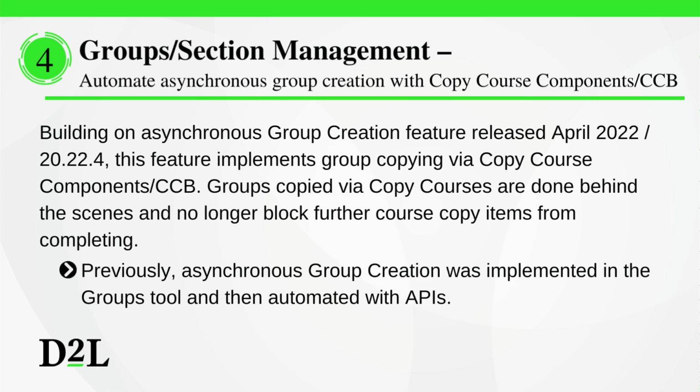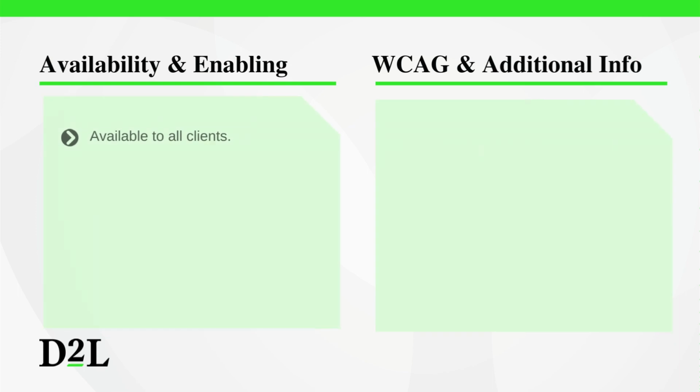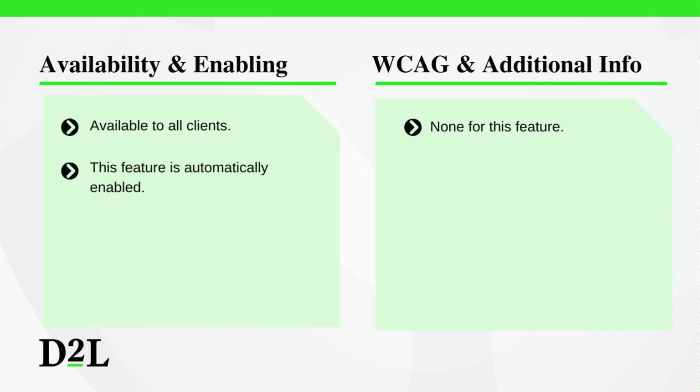Building on the asynchronous group creation feature released in April 2022, version 20.22.4, this feature implements group copying via copy course components and CCV. Groups copied via copy courses are done behind the scenes and no longer block further course copy items from completing. Previously, asynchronous group creation was implemented in the Groups tool and then automated with APIs. The Groups and Section Management feature is available to all clients and is automatically enabled.